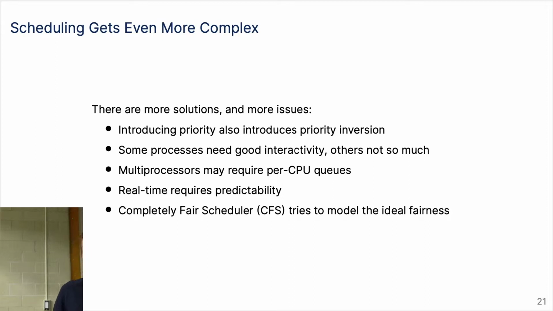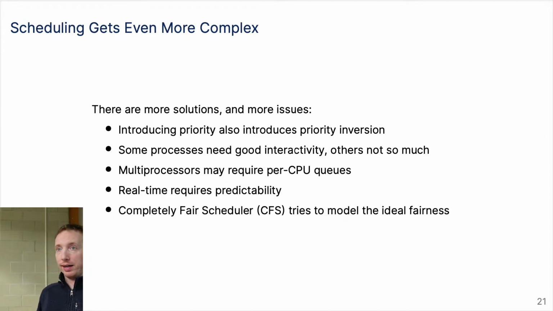Okay, so we saw today scheduling got even more complex. We introduced priority, but also introduced priority inversion. Then we figured out processes probably fall into 2 categories where some need good interactivity, others we only care about how fast they finish, and then what you could do is have separate queues for both, and then you have to schedule between queues. Then we saw what you do for multiprocessor systems that may require per-CPU core queues, which is kind of what Linux used back in the day.